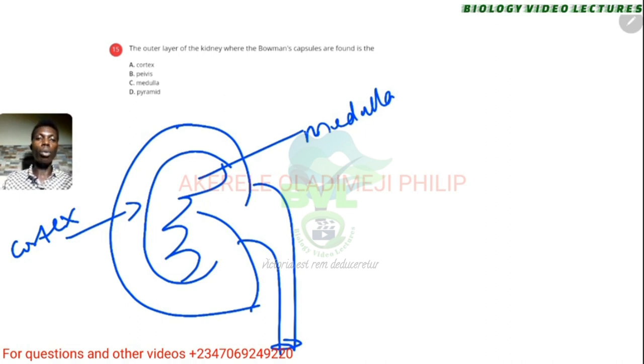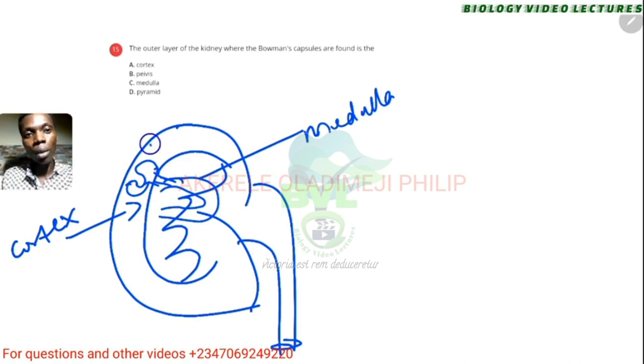Now, the Bowman capsule is part of the nephron, which is the basic unit of the kidney. Most times, the Bowman capsule looks somewhat like that of the nephron. I'm going to show you a picture of that. A nephron goes like that. This is very important for you to remember, that orientation. So the Bowman capsule most times is found within the cortex.